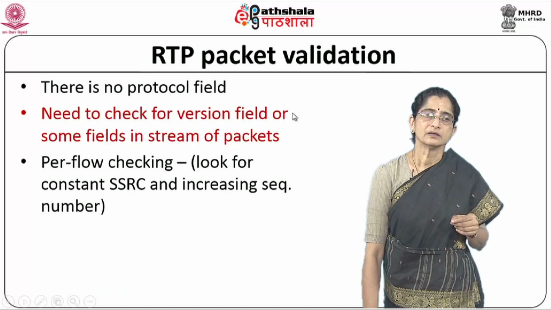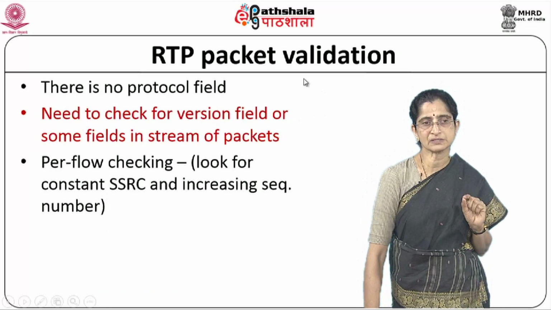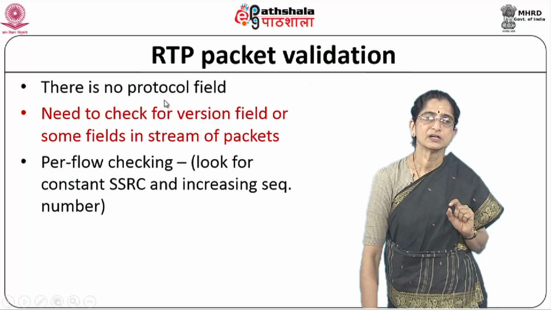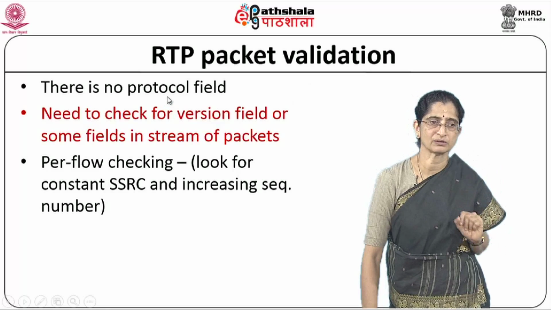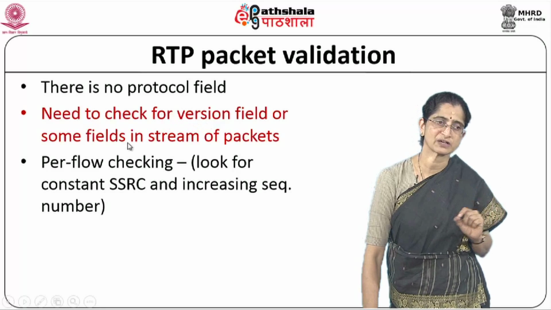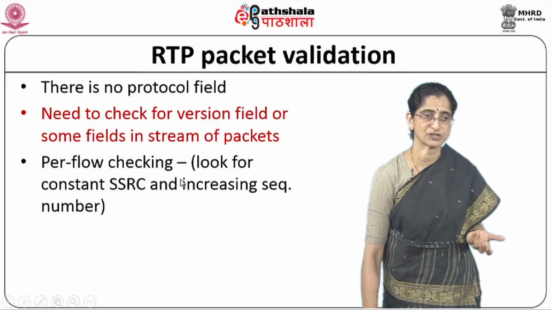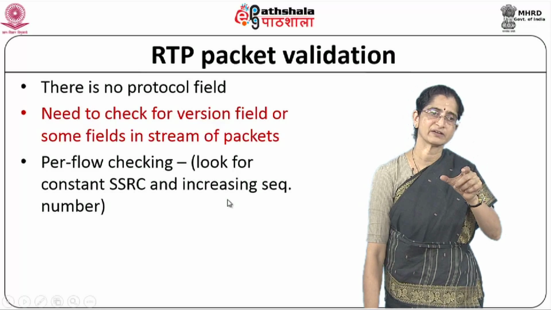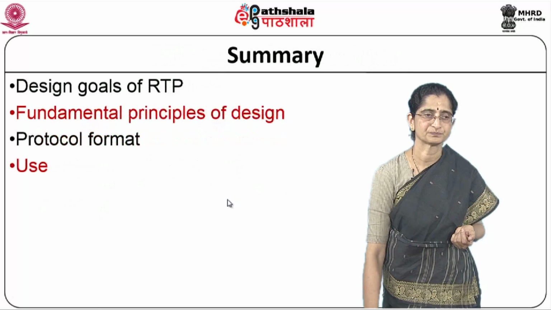Now, when you talk of RTP packets, there are some interesting facts about this packet format as such. You will see that there is no protocol field. So, how do I identify what is the protocol? What you will have to do is check for the version field or check for some fields in the stream of packets. Maybe you will have to do something like per flow checking, that is, look for a constant SSRC and increasing sequence numbers to identify a flow and use that to validate whether it is a proper RTP packet and so on.